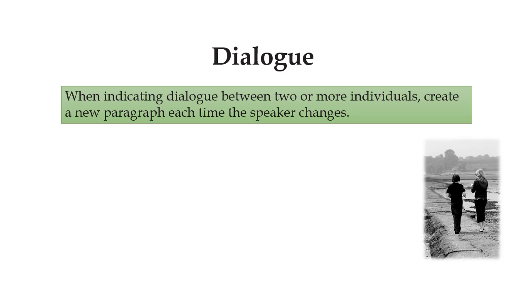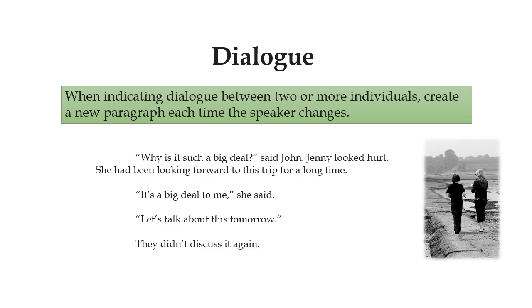Okay, so when indicating dialogue between two or more individuals, create a new paragraph every time the speaker changes. And so here's an example of what that looks like. I'm not going to read the dialogue here, but you can get a sense of how there's a new line, a new paragraph every time there is a change in speaker in dialogue.